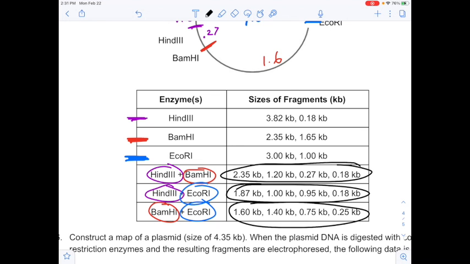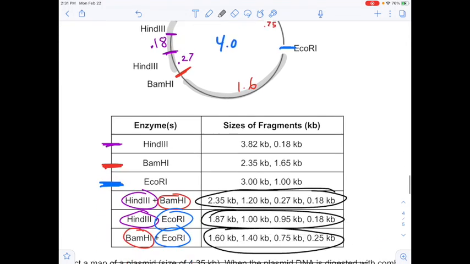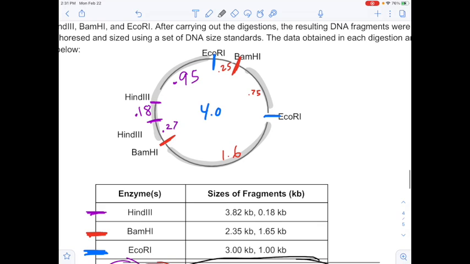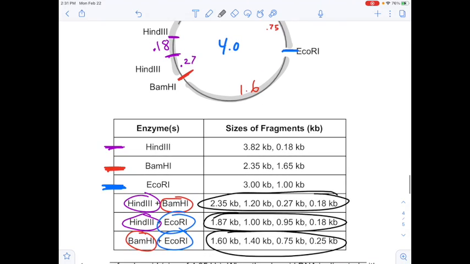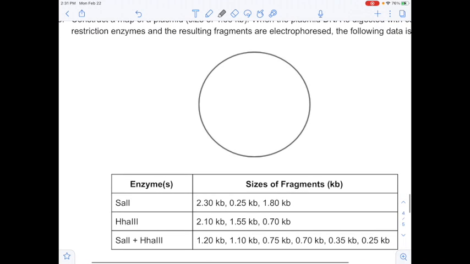1.6, 1.4 if I just had the red and the blue. 1.6. If I just had the red and blue, 1.4. Give me that. 0.75, 0.25. Yay, it worked. All right, on to the next one. Question 6.